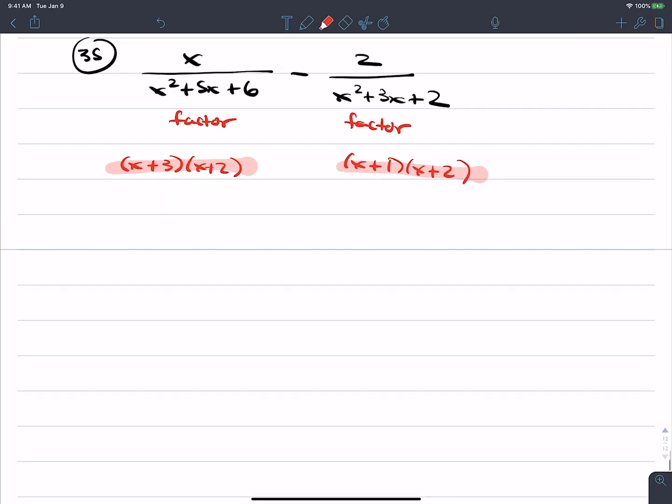So when we find the LCM, we could do a couple of things here. I want to point out that you have an x plus 3 term here, but you don't have one over here. So I'm going to put down x plus 3 here, that's the first power. We'll put down an x plus 3 here to the 0 power because it's not on the right side, or the second fraction. We have an x plus 2 here, and we have an x plus 2 over here.